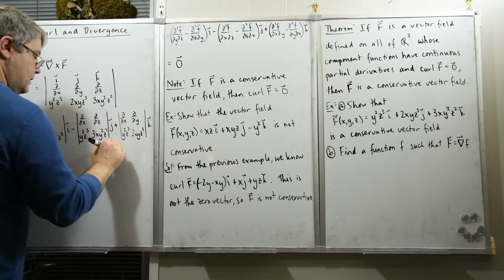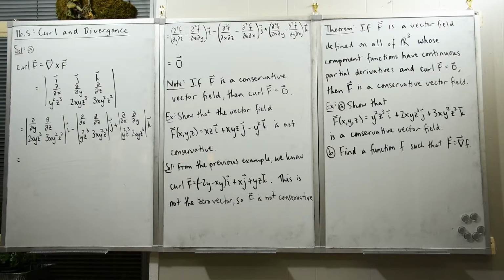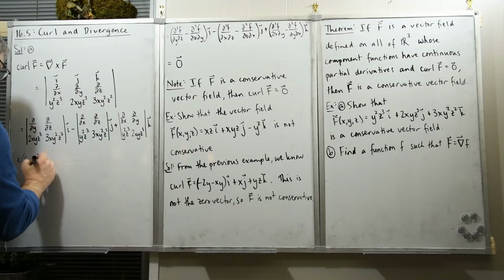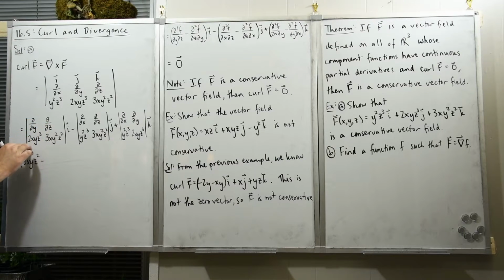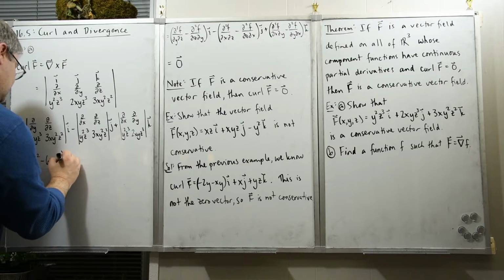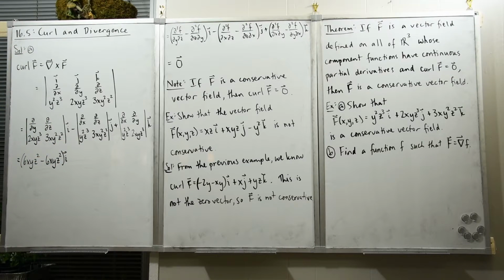All right. And so we've got the 2 by 2 determinants that we're going to evaluate here. So we take the partial with respect to y of 3xy squared z squared. Well, that's going to be 3x times 2y times z squared, or 6xyz squared. And we'll subtract the partial with respect to z of 2xyz cubed. Well, that'll be 2xy times 3z squared, that'll be 6xyz squared then. And notice what happens. We get 0 for the i component.